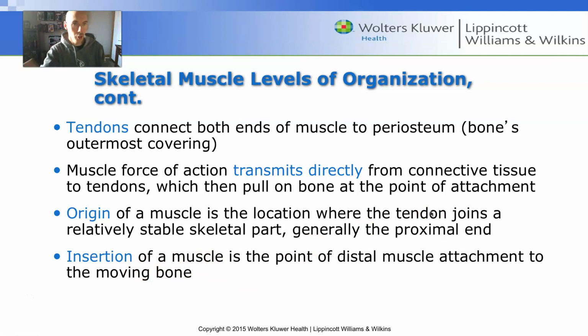So if we're looking at the humerus, proximal is closer to the midline of the body, so that would be at this end. And the distal end would be more distant from the midline, so the distal end would be near the elbow, right? So the origin of a muscle is usually at the proximal end. The insertion of a muscle is usually at the distal end. The insertion is the point where movement would occur. So the insertion of my biceps muscle would be here. When my biceps contracts, that's going to produce movement at the distal end of the humerus bone.